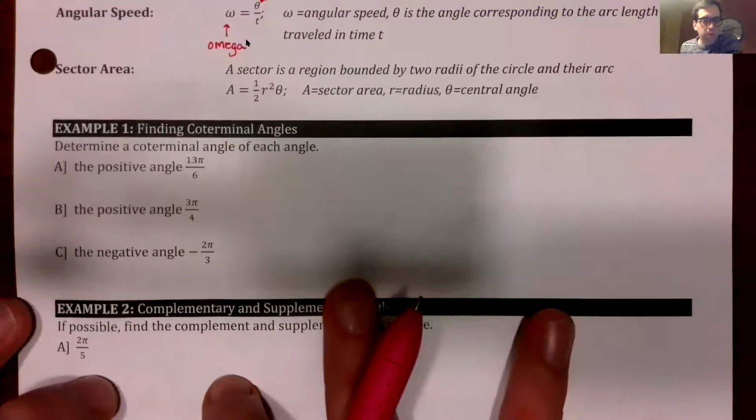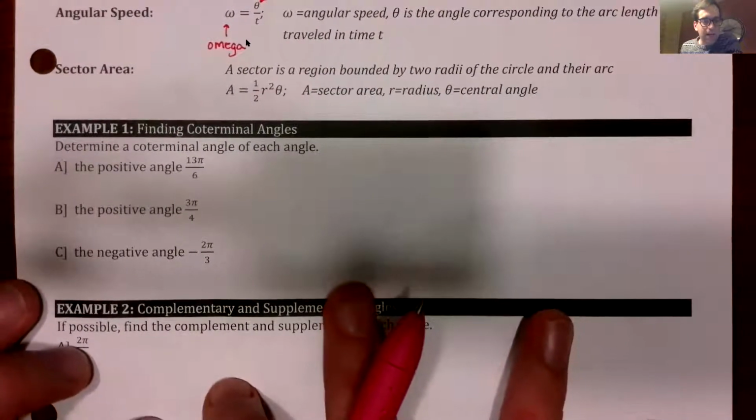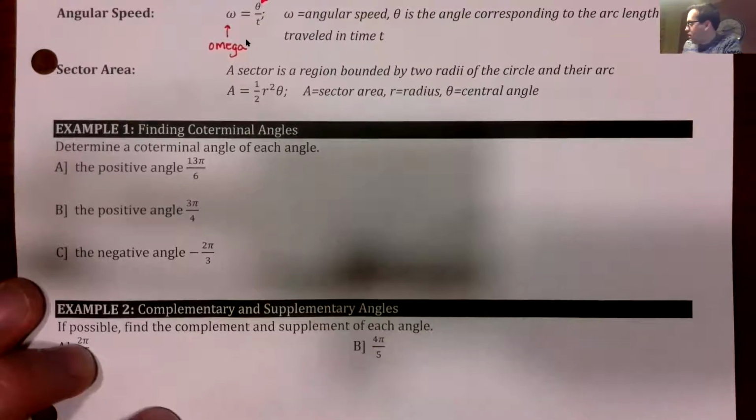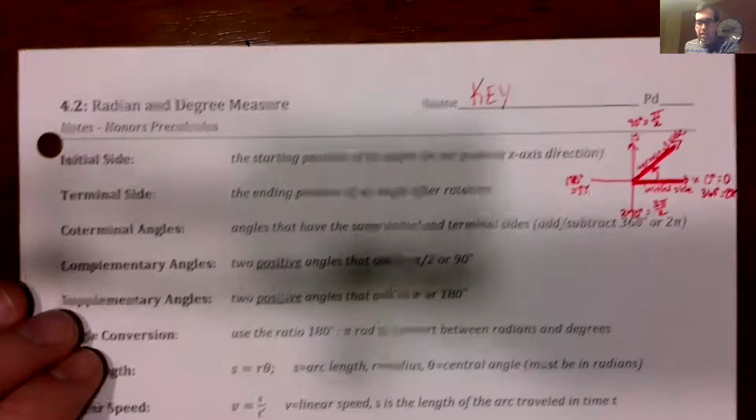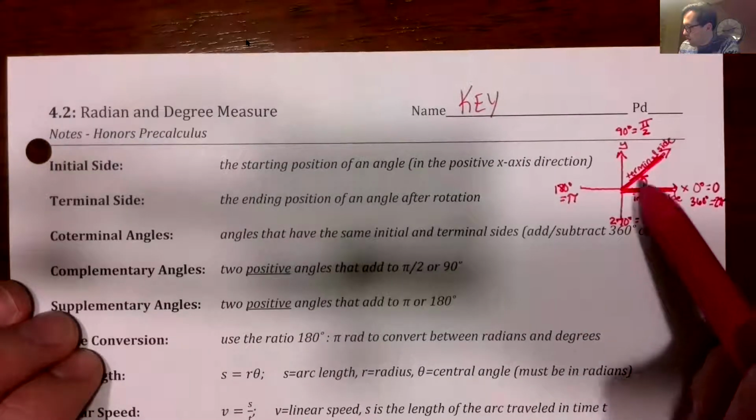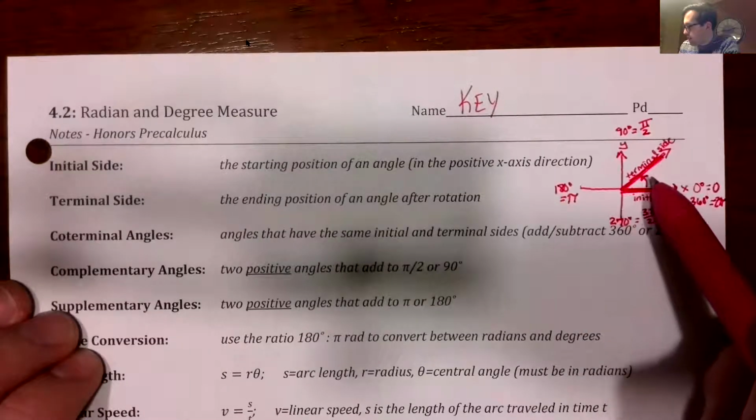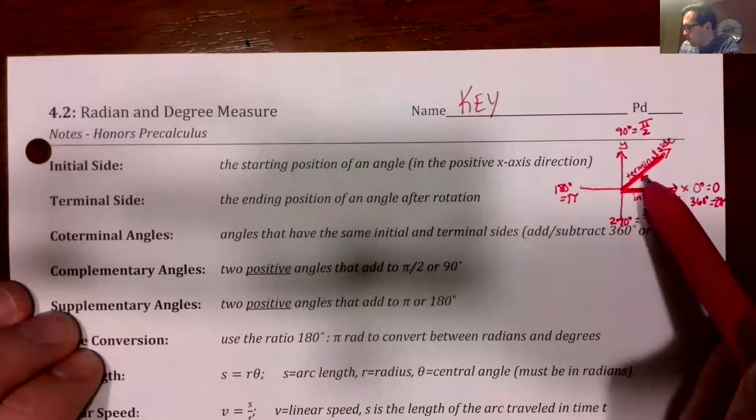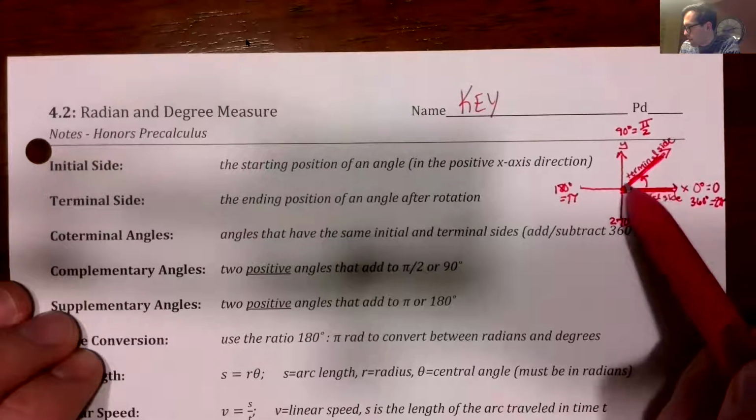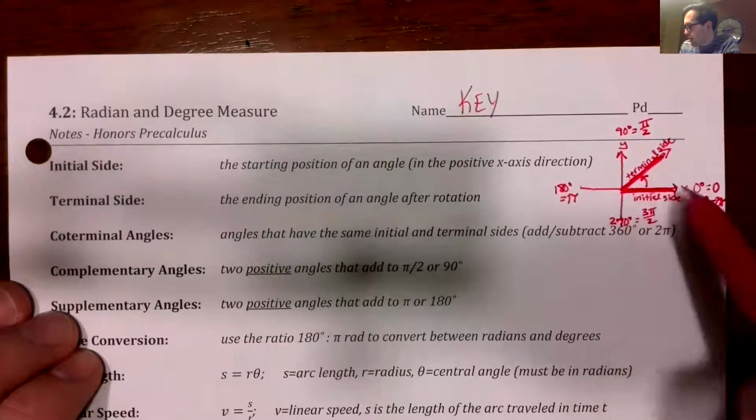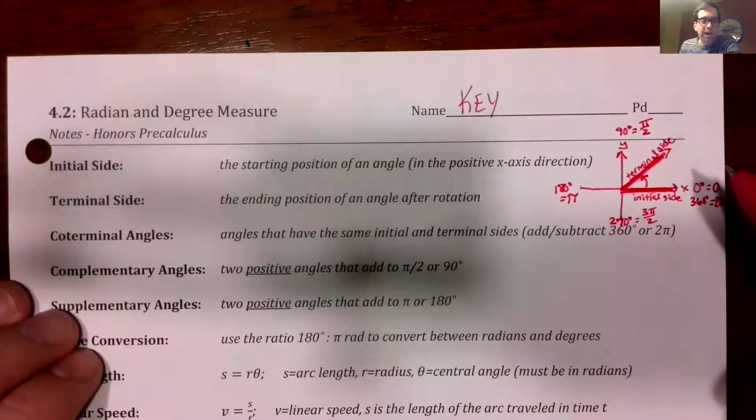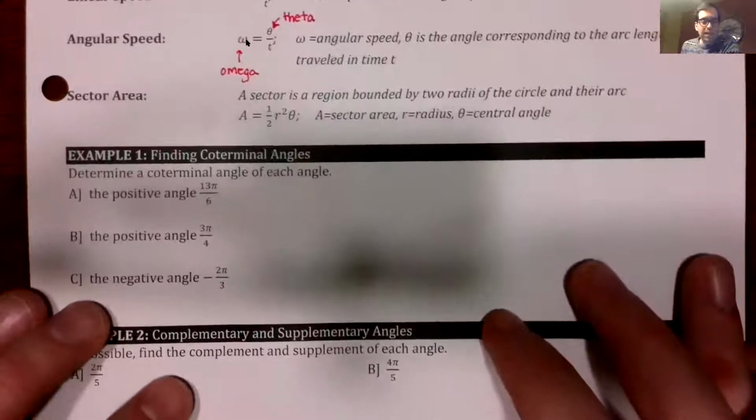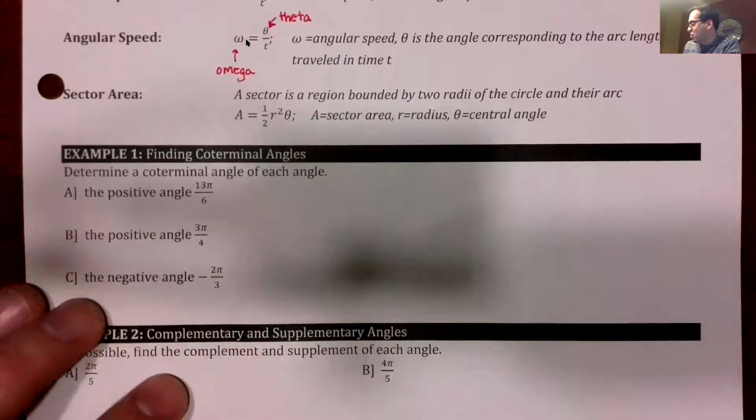Determine a coterminal angle for each angle. The positive angle, 13 pi over 6. So remember, coterminal means if this was our original angle, 13 pi over 6, say, we can either add a full 360 degrees or subtract a full 360 degrees and end up with the same terminal side, which makes it coterminal. The angles have the same terminal side. So it doesn't tell us whether we want to add or subtract, so we can do either.